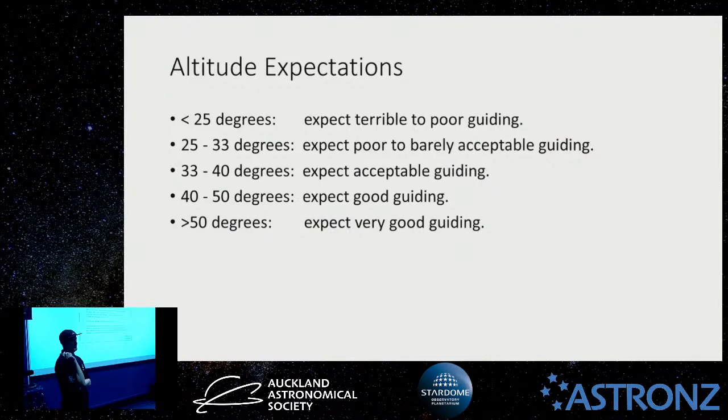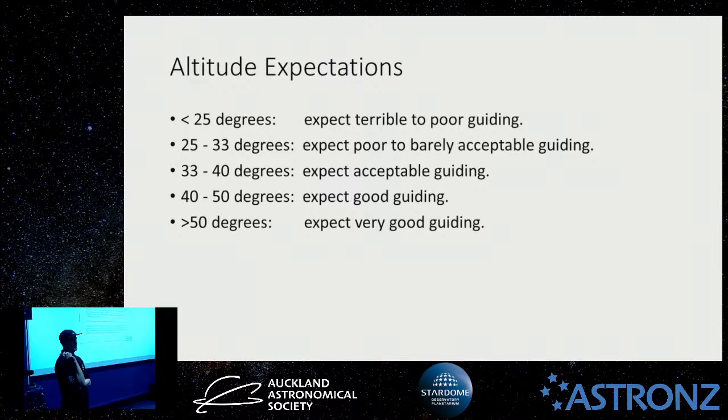Acceptable, 33 to 40, 40 to 50, good, and then greater than 50, and that's when you can raise your expectations. Greater than 50 and less than 0.5 RMS is probably what you should be aiming for. So don't spend too much time trying for perfection, especially if down low levels.